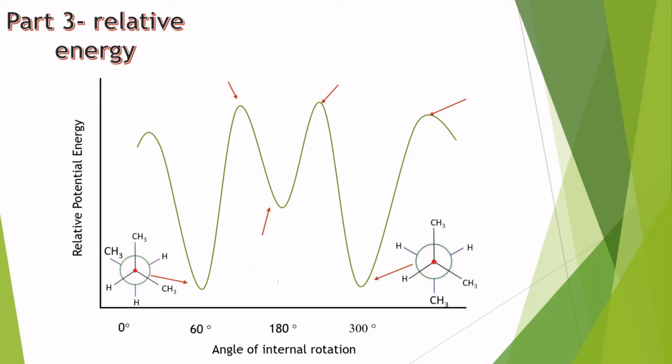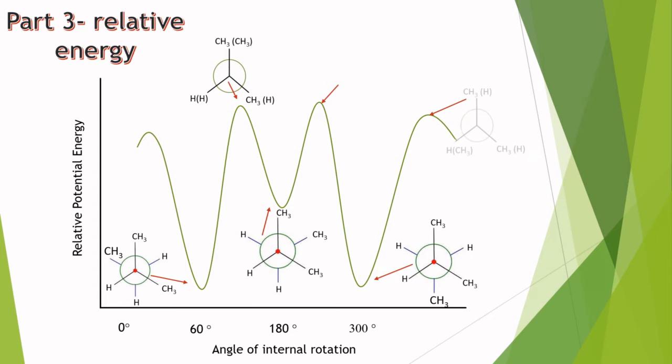Part 3 of question number 3 involves plotting the relative energy of each of the conformations of 2-methylbutane on a graph against the angle of internal rotation. In this graph, we can clearly see that there are 3 conformations of much lower energy than the other 3. The staggered conformations are the ones that pose the lower energy than the eclipsed. This is due to minimal repulsion amongst the substituents.